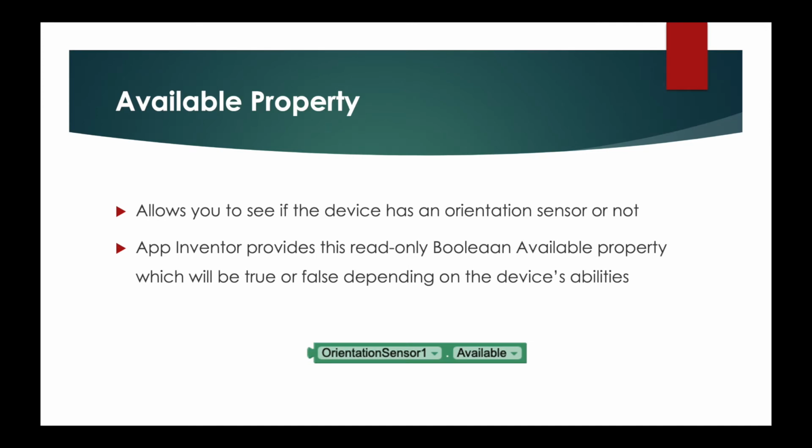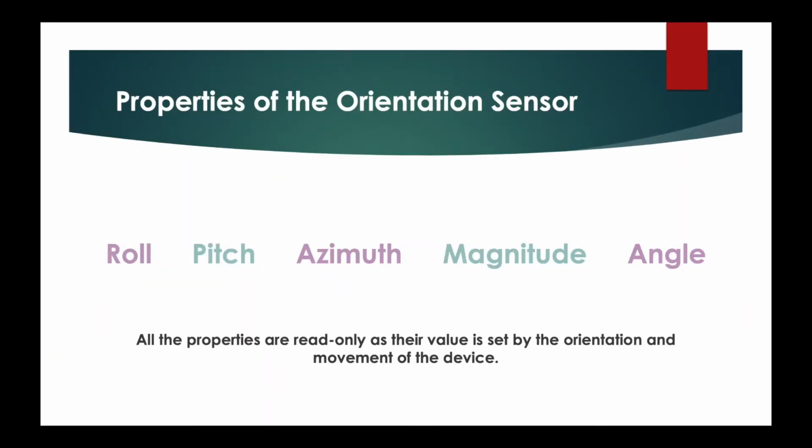Next is the available property. This property allows you to see if the device has an orientation sensor or not. App Inventor provides this read-only Boolean available property which will be true or false depending on the device's abilities. The main properties of this sensor are the roll, pitch, azimuth, magnitude, and angle. All these properties are read-only as their value is set by the orientation and movement of the device.